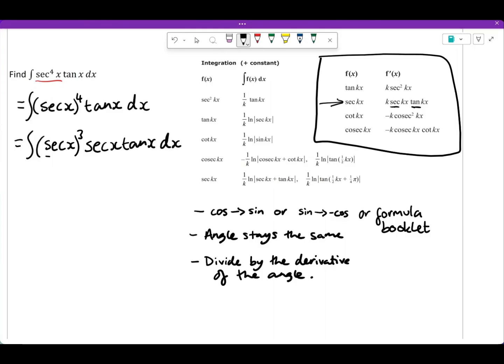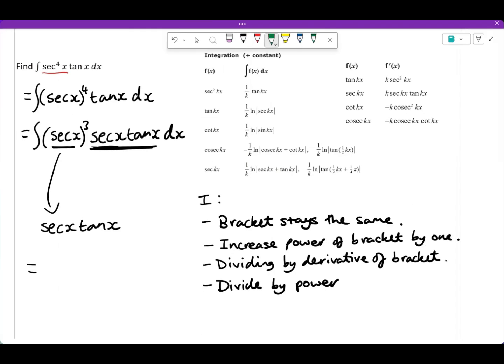Now if we go and differentiate what is inside my bracket, I would get sec x tan x, which now perfectly matches with what is written outside my bracket, which is multiplying it. Therefore we can now use the reverse chain rule because they're numerical multiples of each other. So let's carry out our process for the reverse chain rule when we have a bracket raised to a power. So I've got my steps for doing the reverse chain rule with brackets raised to a power here.